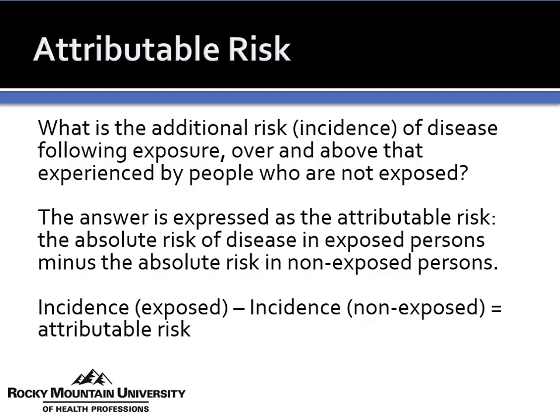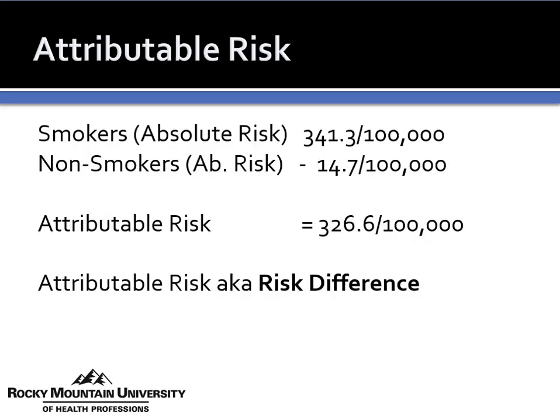So, what is that additional risk of disease following exposure above what other people would experience who were not exposed? So that's the attributable risk. So with the attributable risk, we're looking at the absolute risk of disease in exposed persons minus the absolute risk in non-exposed persons. Let's do the math now. So if we're looking at that smokers example, our absolute risk there, subtract from it the non-smokers, and then we get the attributable risk. This is also known as the risk difference.